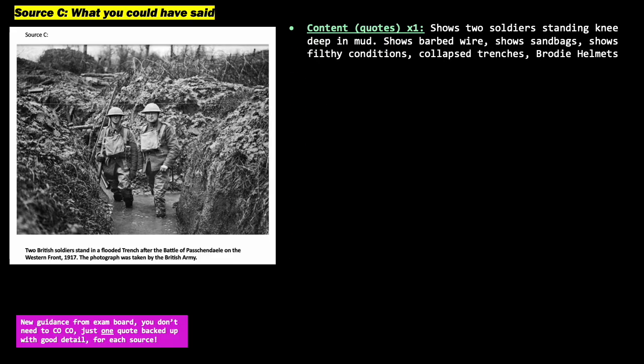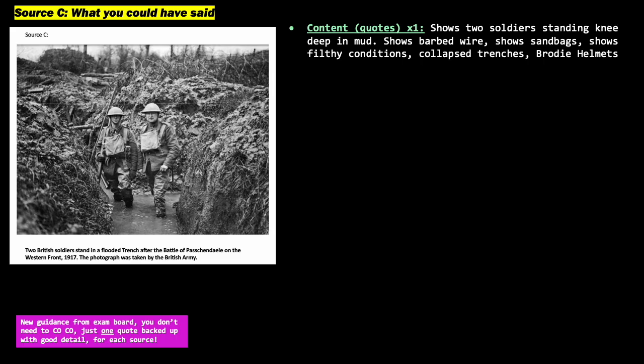So source C is a photograph. Usually people might think this is easier, but I don't think so. I think a written text is a little bit easier because you can just pick the quotes directly out. But the same thing goes, essentially, instead of saying source C says, in this case you'll say source C shows. We can see from this image there are 2 soldiers in a flooded trench after the Battle of Passchendaele on the Western Front in 1917, and it tells us the photograph was taken by the British Army. So we can start thinking about that provenance, but remember we're going to do that in the second half of your paragraph. So we'll start with the content again that you could pick out.